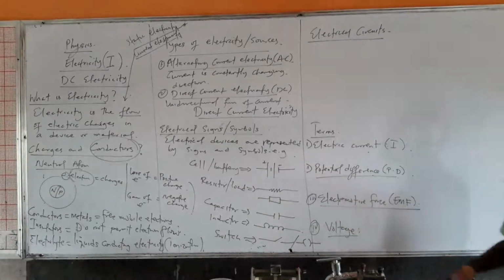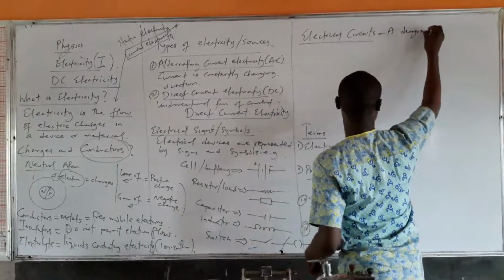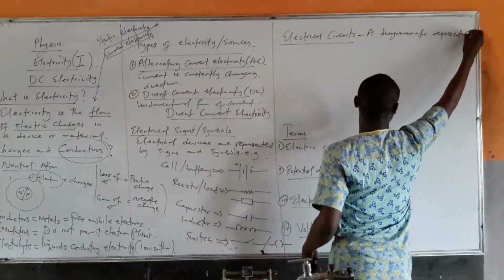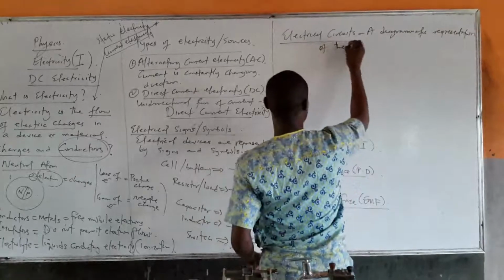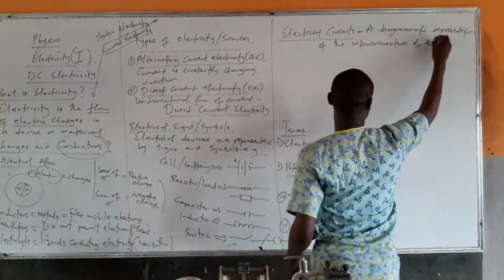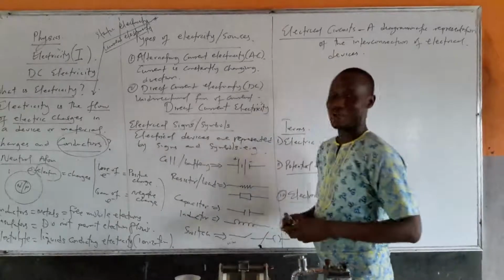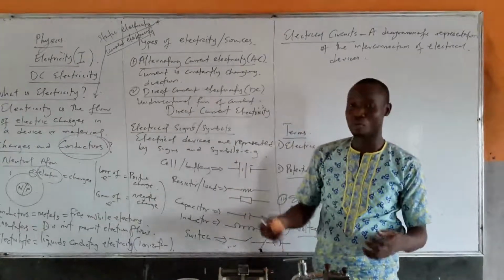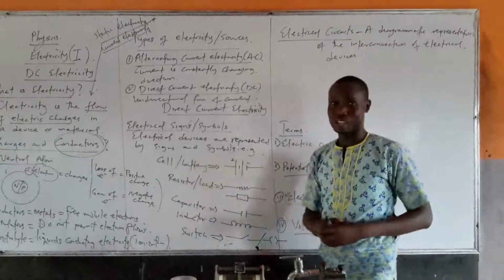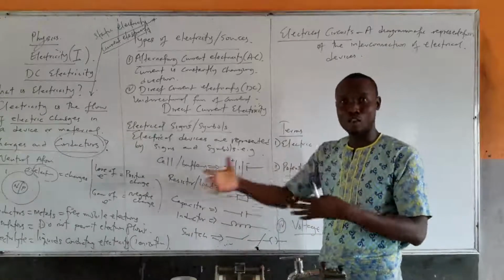Okay, electric circuit now. What are electric circuits? An electric circuit is a diagrammatic representation of the interconnections of electrical devices. So most times when we want to show electrical devices being connected, maybe your bulb and your power source and your switch, we make use of electric circuits. And this is a kind of diagram showing us how electrical devices are connected from one to another.